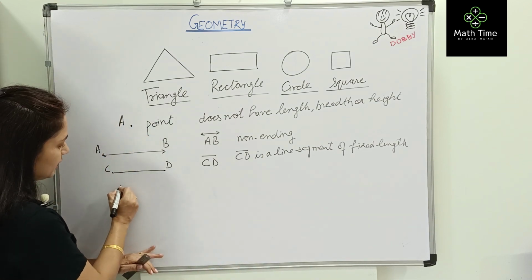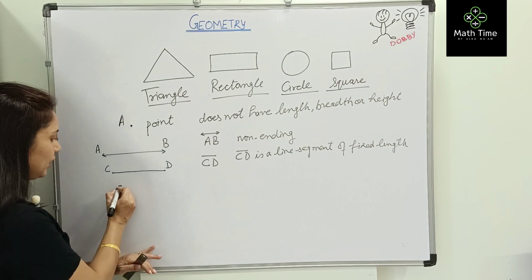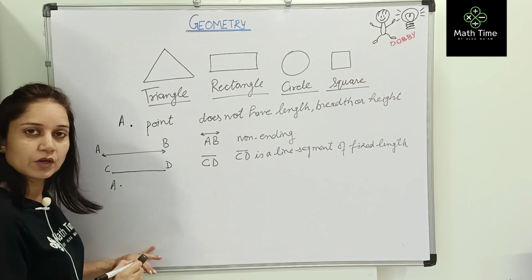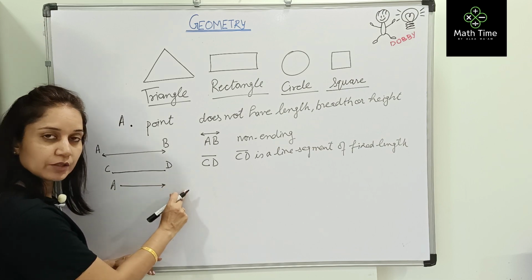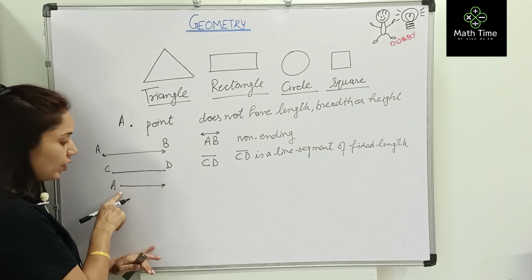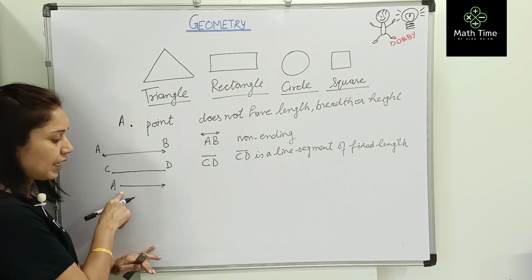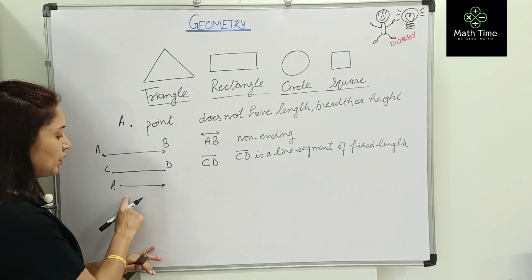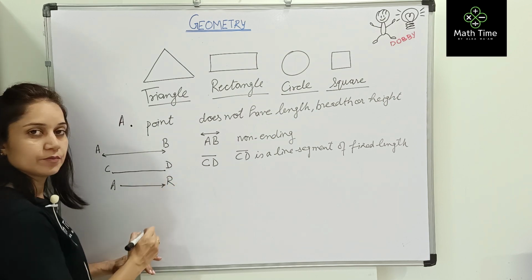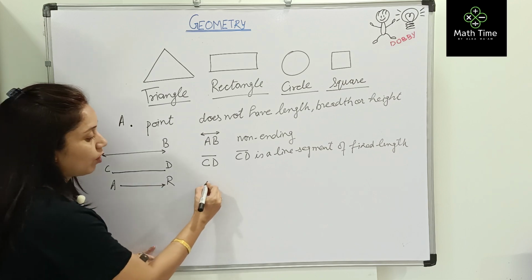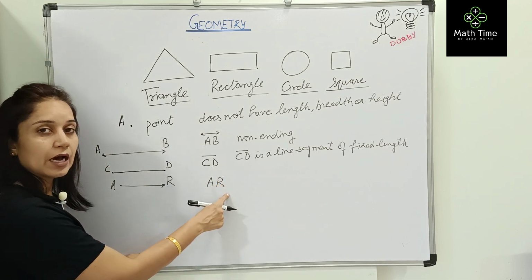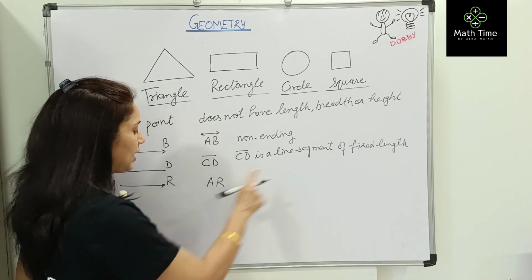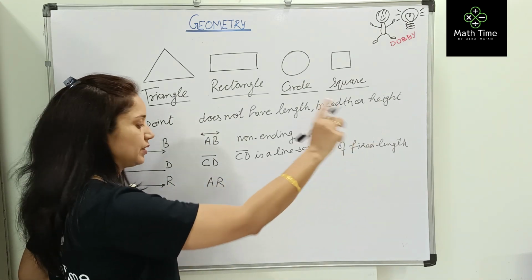Next, just see, this is a point. I am naming it A again. Now, it is increasing in one direction. On only one end it has a point, and on the other end it has an arrow. Let us say R it is. AR. So what is AR? A is a starting point. On the R side it is getting increased. The arrow tells us it can be increased as much as we want.